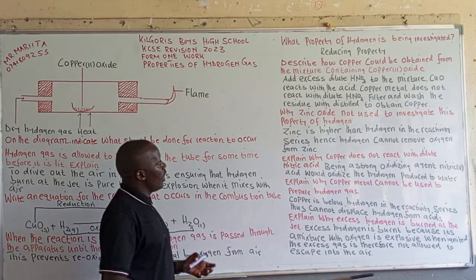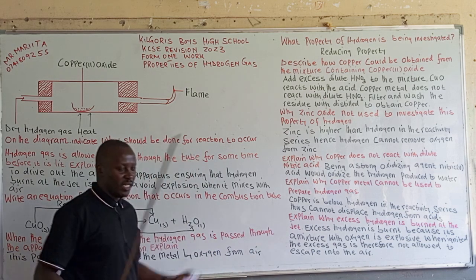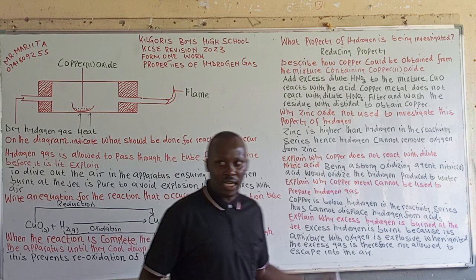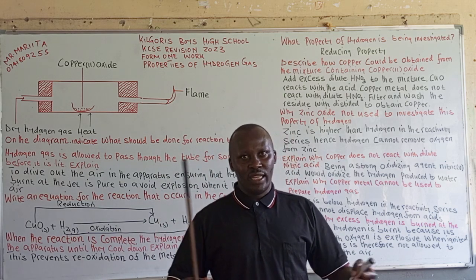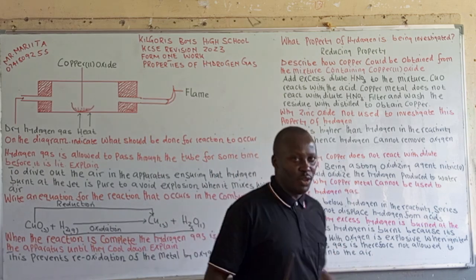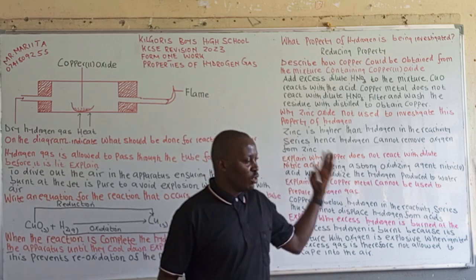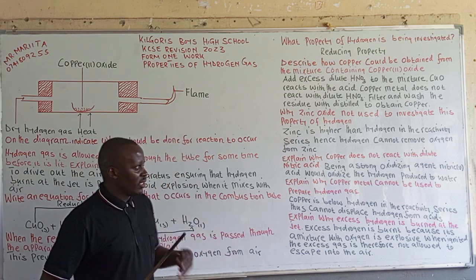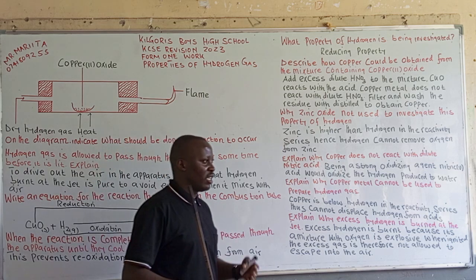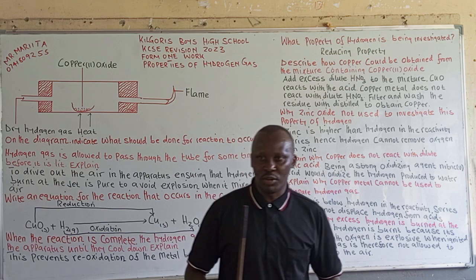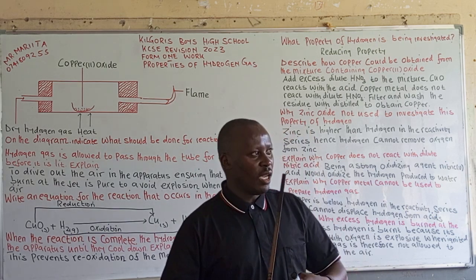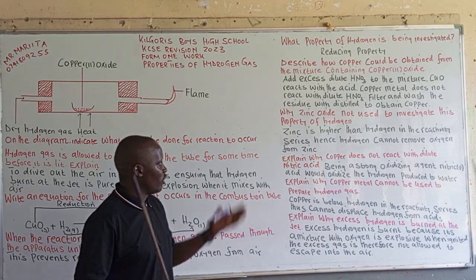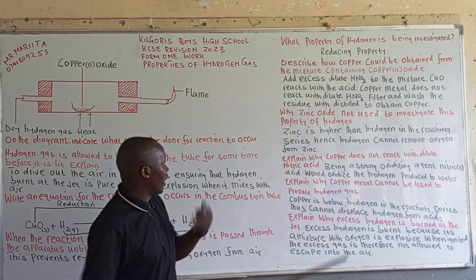Describe how copper will be obtained from a mixture containing copper oxide. What do you need when you are describing such an experiment? You need dilute acids. For instance, here you can use dilute nitric acid, because copper metal does not react with dilute acids, as they are not strong oxidizing agents. The hydrogen produced is oxidized to water. So you need dilute acid, for instance dilute nitric acid.